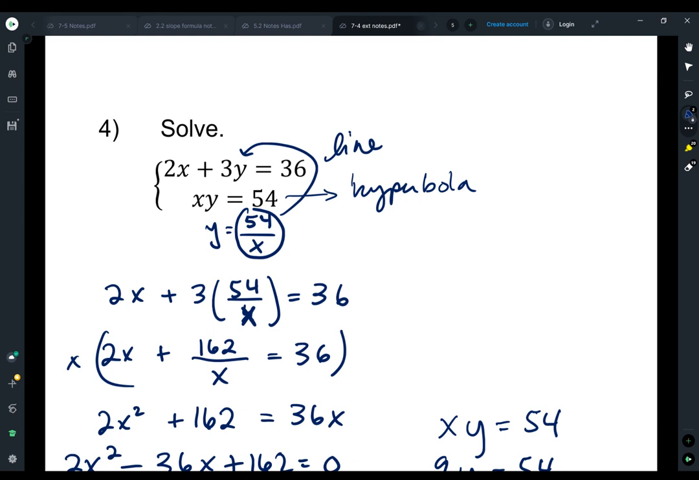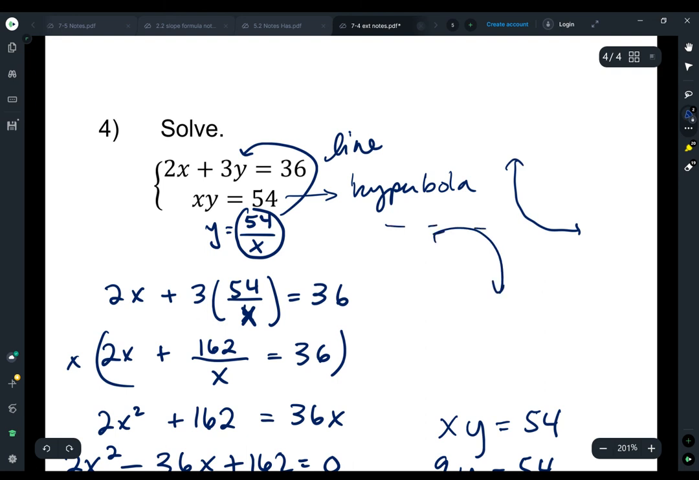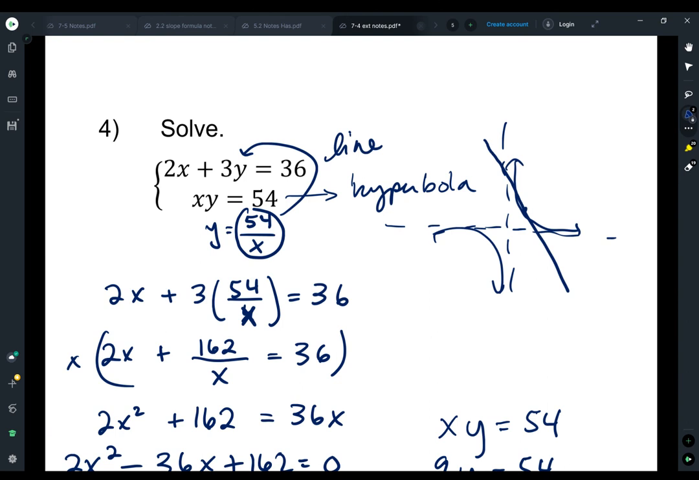So it's a hyperbola that would look like this, where we have our y-axis and our x-axis through here. So it's that kind of hyperbola. So we've got something like that. And then for the line to cross in just one spot, it must be something like this, where it's just crossing it at the corner there.